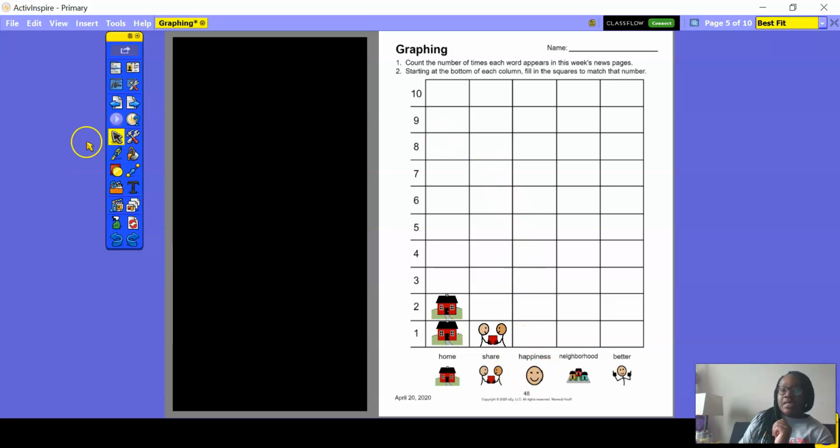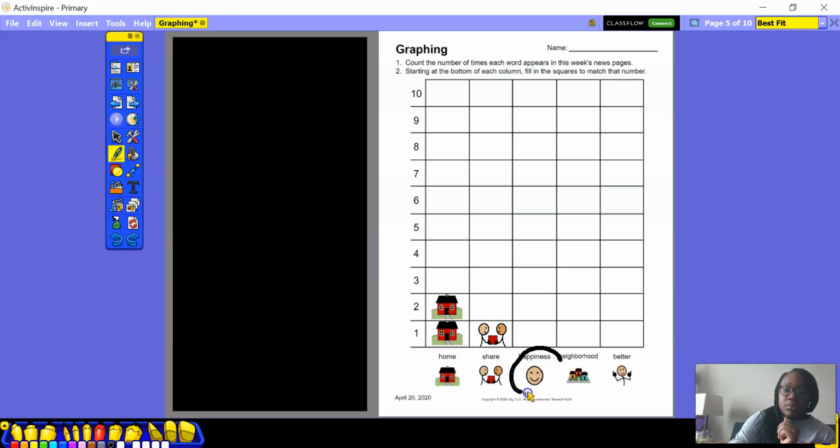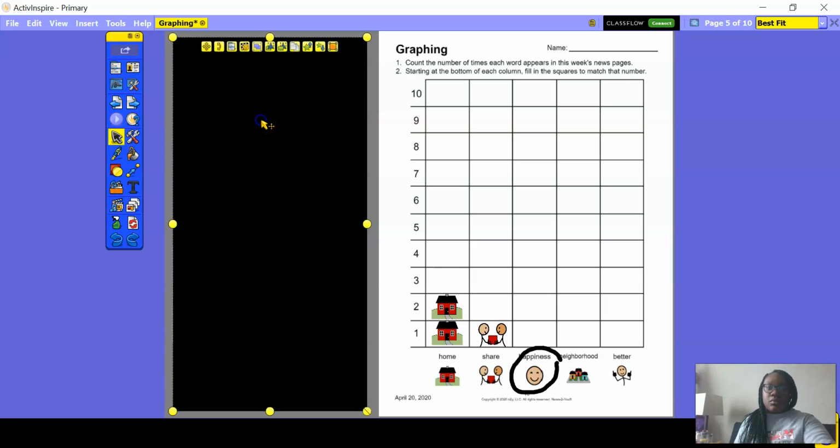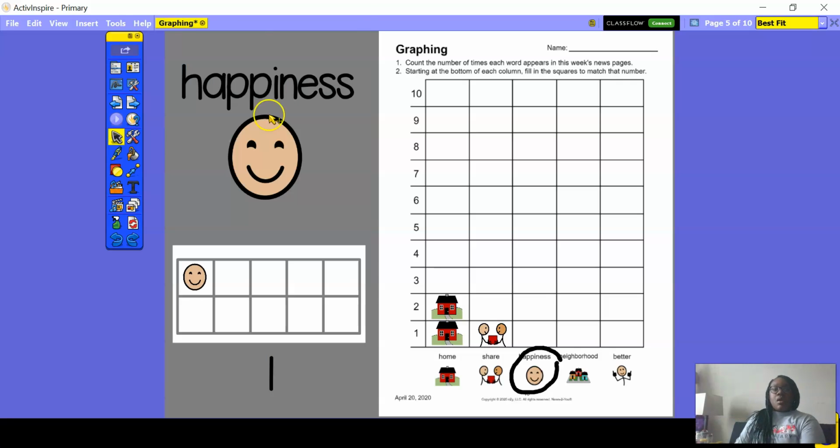Our next word is happiness. I'm going to circle it. Happiness. All right, happiness. So happiness was in our story 1 time. And there's only one picture in our ten frame. So let's touch and count. 1. How many times did we see the word happiness? 1 time. So I'm going to take my picture and put it on my graph.